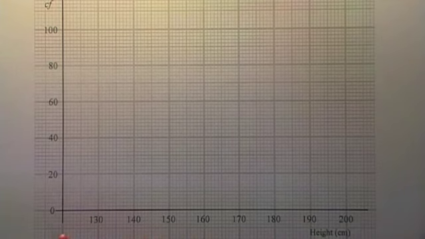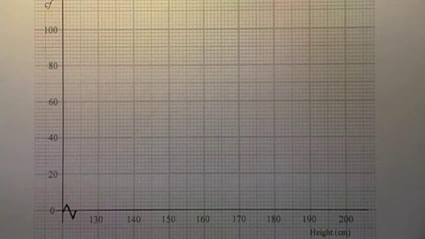Now notice here I haven't started from 0 on my horizontal axes. There are no values between 0 and 130, so it's unnecessary to include it on the graph. What I should do here is put a little jagged line on the axes just to indicate that there's been a break in scale.